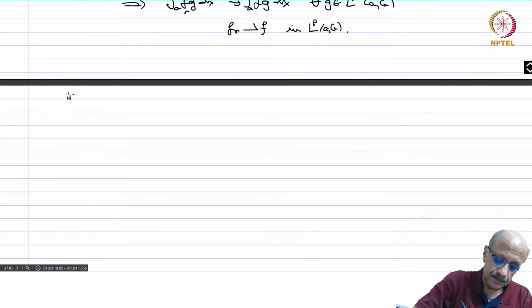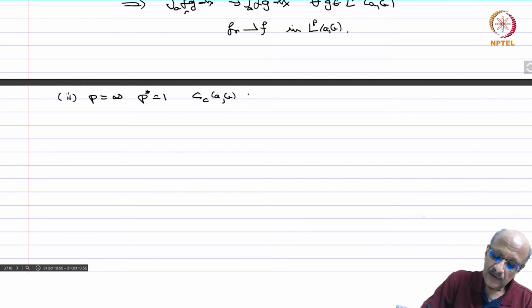For 2, p equals infinity, so p star equals 1, and again you have C_c of (A,B) is dense in L1.